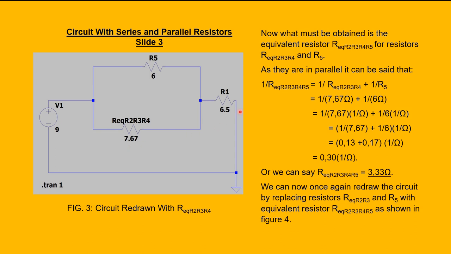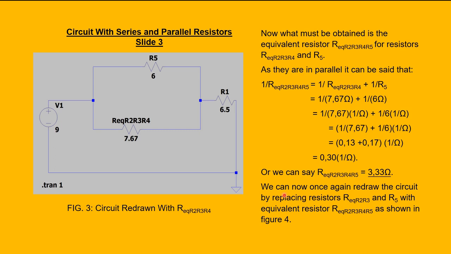Now what must be obtained is the equivalent resistor for R5 and R equivalent R2, R3, R4. As they are once again in parallel, we can say that the equivalent resistance is the inverse of those two resistors, that being 1 over R equivalent R2, R3, R4 plus 1 over R5, that is 1/7.67 ohms plus 1/6 ohms, and if we add them together we get an amount of 0.3 ohms, and the dimension is still inverted because we're working with 1 over R. And if we turn that around, we can say that the equivalent resistance for R2, R3, R4, R5 is 3.33 ohm.